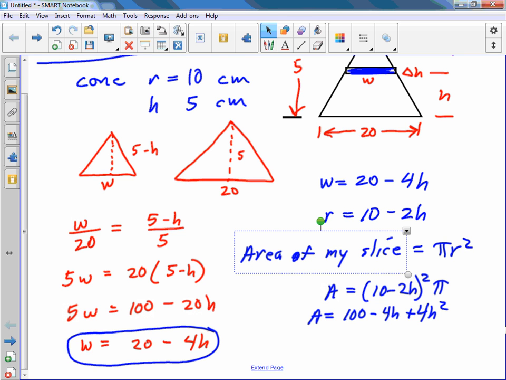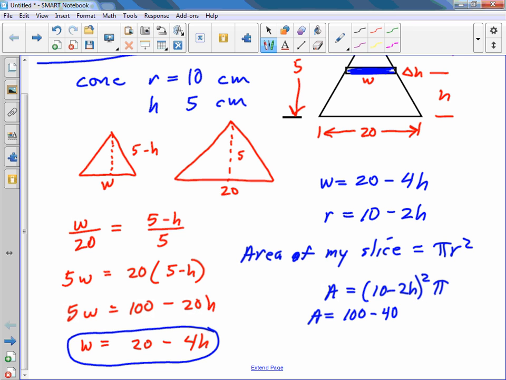Is it 40? 10? 20, 20, it'd be 40. Right. Okay. Back up. Minus 40h, because, yeah, plus 4h squared, all of that times pi. Okay, so that's pretty cool. Now notice I did it just in terms of area.